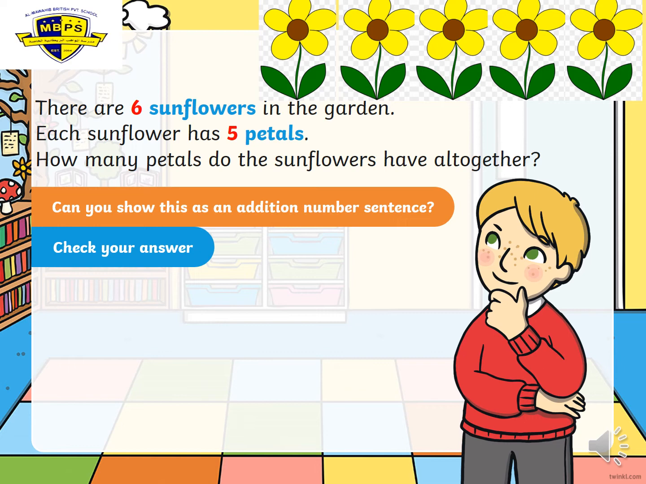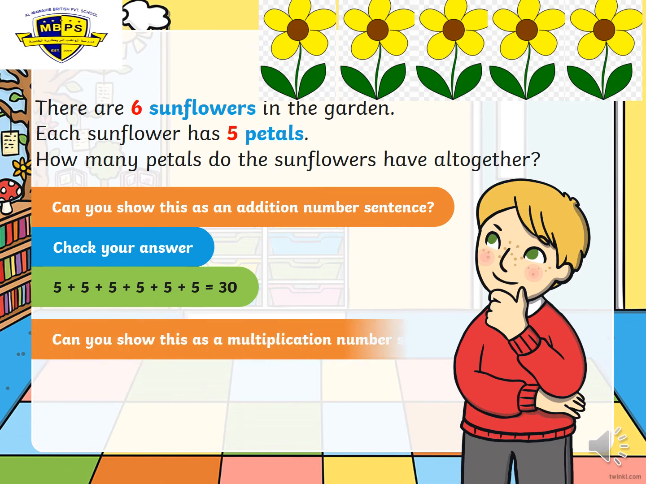We have 6 sunflowers, and in each sunflower we have 5 petals. Okay, now start to write what you are going to repeat. Number 5. So now we check your answer: 5 plus 5 plus 5 plus 5 plus 5 plus 5. Oh, I'm repeating number 5 for 6 times. So 6 fives equal 30. If you skip by 5, you will find the answer, 30.